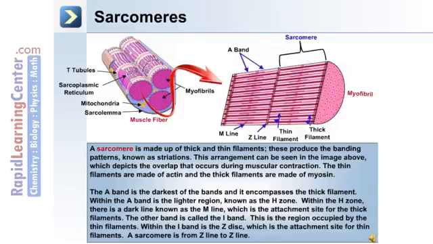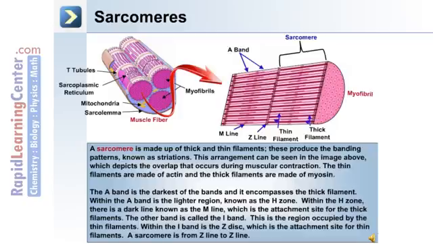The thin filaments are made up of actin, and the thick filaments are made up of myosin. The A band is the darkest of the bands, and it encompasses the thick filament. Within the A band, the lighter region is known as the H zone. Within the H zone, there is a dark line known as the M line, which is the attachment site for the thick filaments. The other band is called the I band.